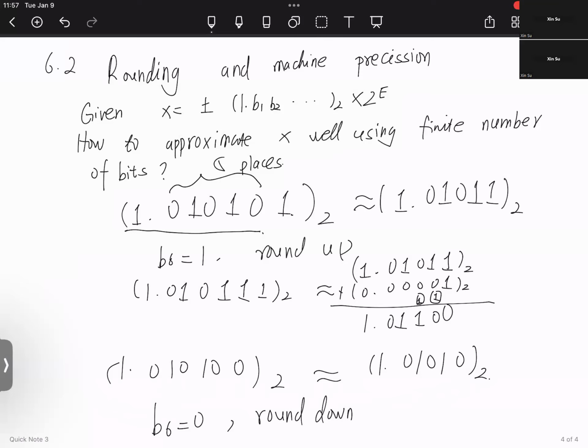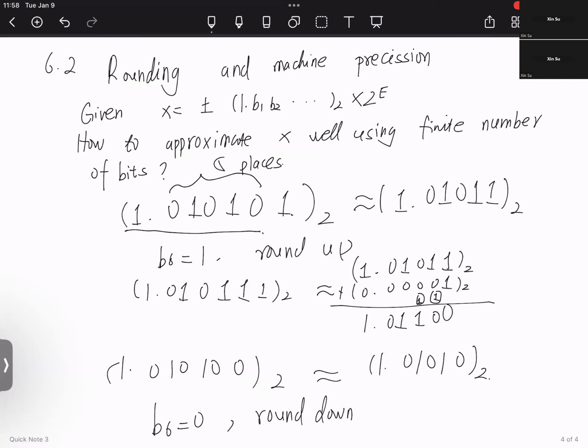You need to look into the places. If we want to round to 5 places after the decimal point, we need to look into the 6th place. If it is 1, we add 1 to the 5th place, and then you need to do some operations if a 2 appears. And if the 6th place, or the place after the places you want, is 0, then we just remove it, and we get the approximation.